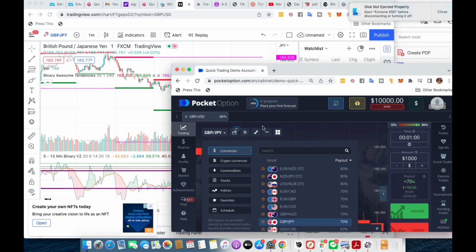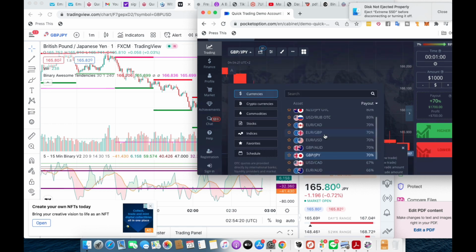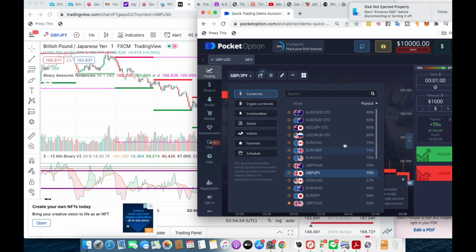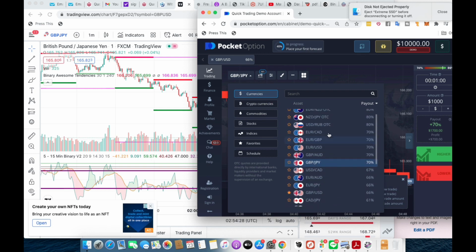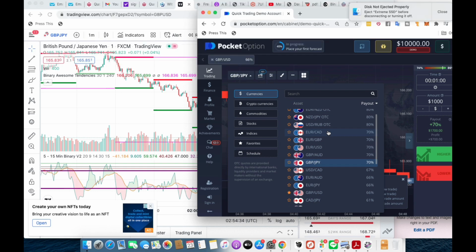I will be selecting a currency with a decent payout that also has a good price action. At this point of time, I'm noticing that a lot of the pairs here are OTC, and basically we're just left with this bunch that is not OTC, because we need something that is non-OTC so that we can actually pull up the chart on TradingView and give us the trading signals.